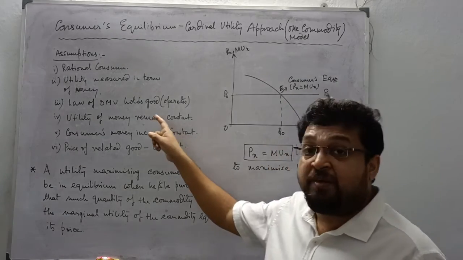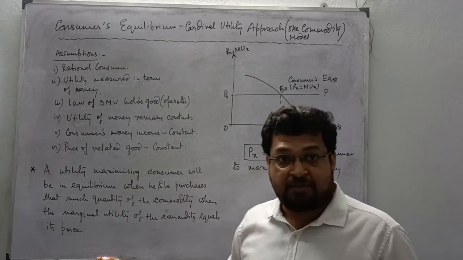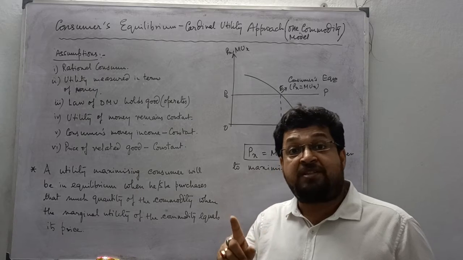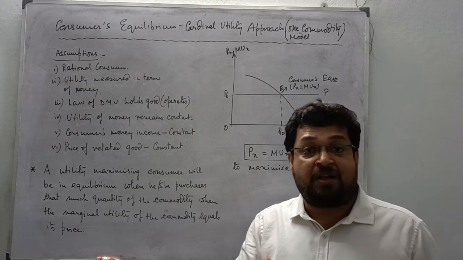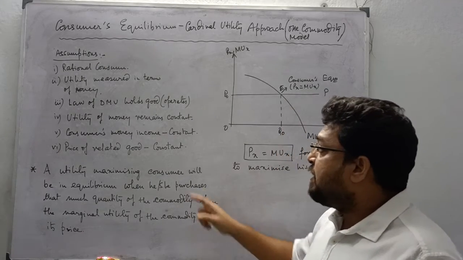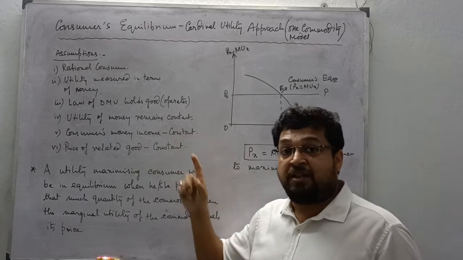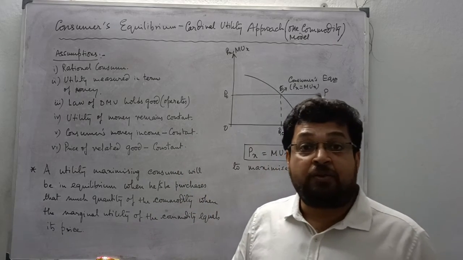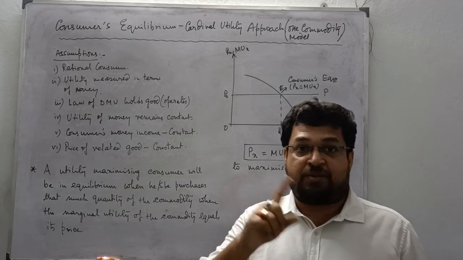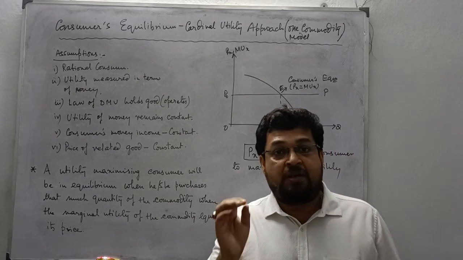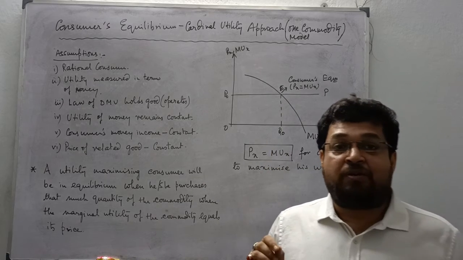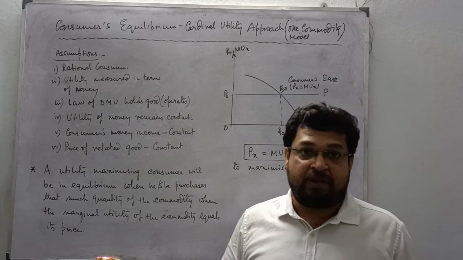The law of diminishing marginal utility operates. Utility of money remains constant, that means no change in the value of money. The consumer's money income is constant. The income of the consumer remains constant. And the prices of related goods remain constant, meaning the substitute goods, complementary goods, all these goods remain constant. They do not change. So here, how or when does the consumer attain equilibrium?